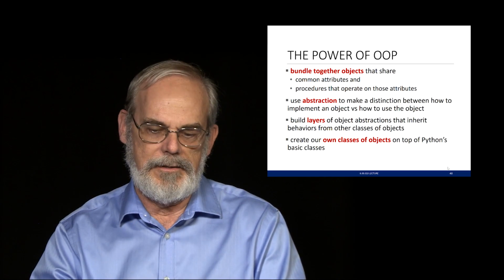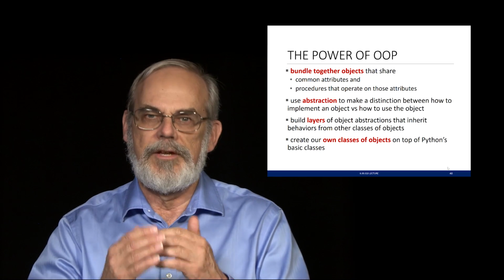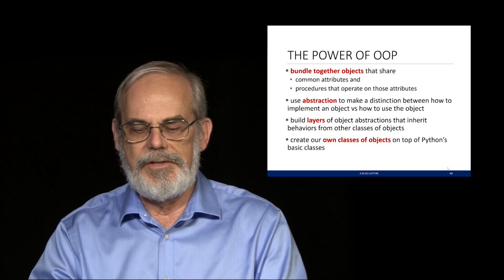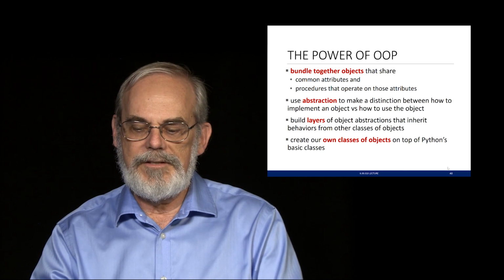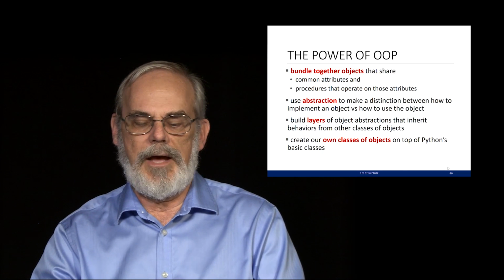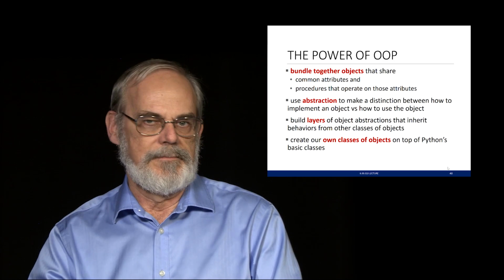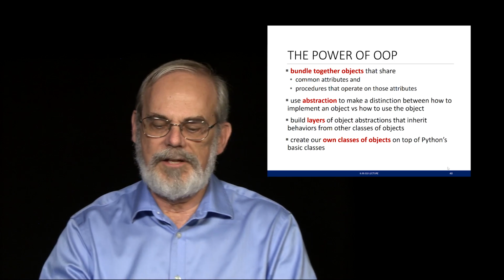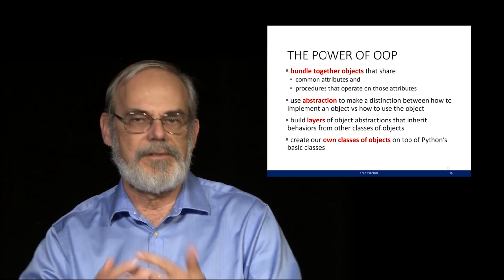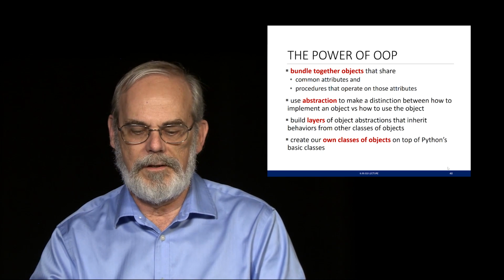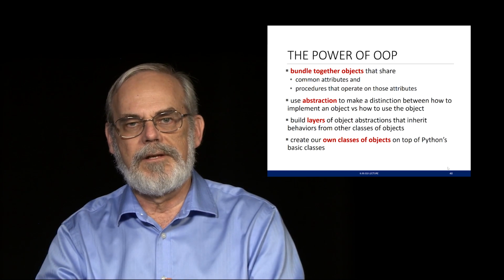The first idea is that we want to bundle together objects that share some common properties. They share common attributes, and they share procedures that operate on those attributes. That's an abstraction, and it's a really nice abstraction because it lets us make a distinction between how to implement the object and how to use it. Defining the class lets me define the methods. That tells me how I want to use that object. When I actually go to use it, though, I can simply use the instances and use that associated or inherited methods along with them.